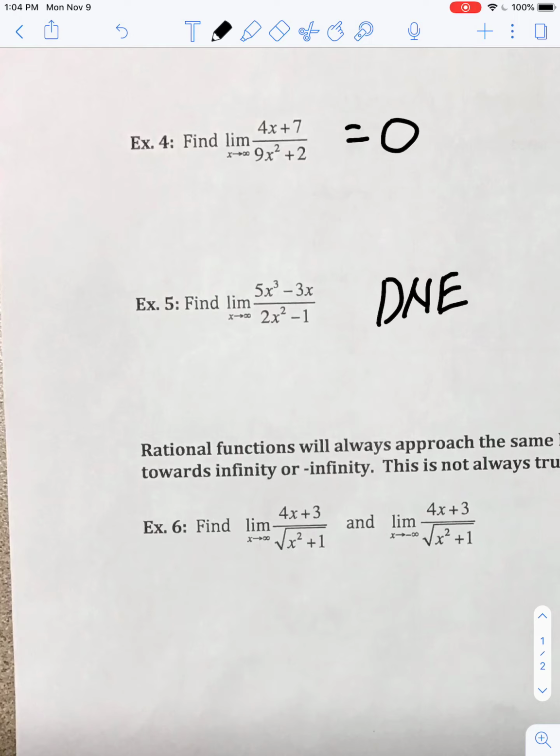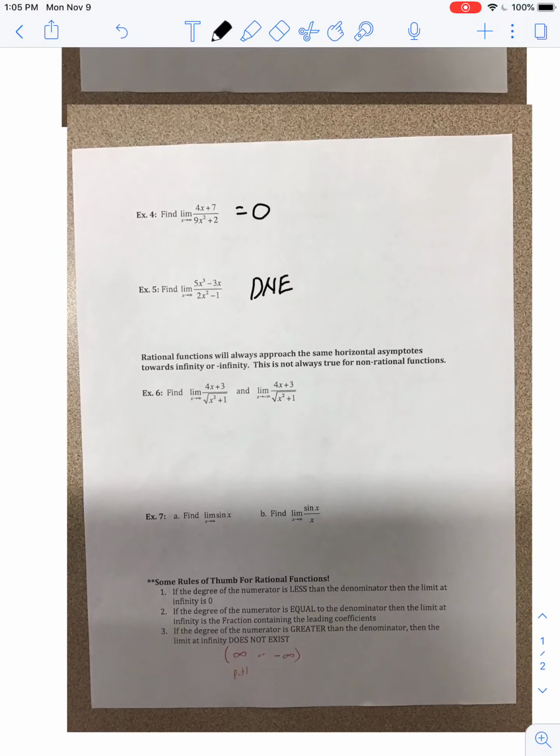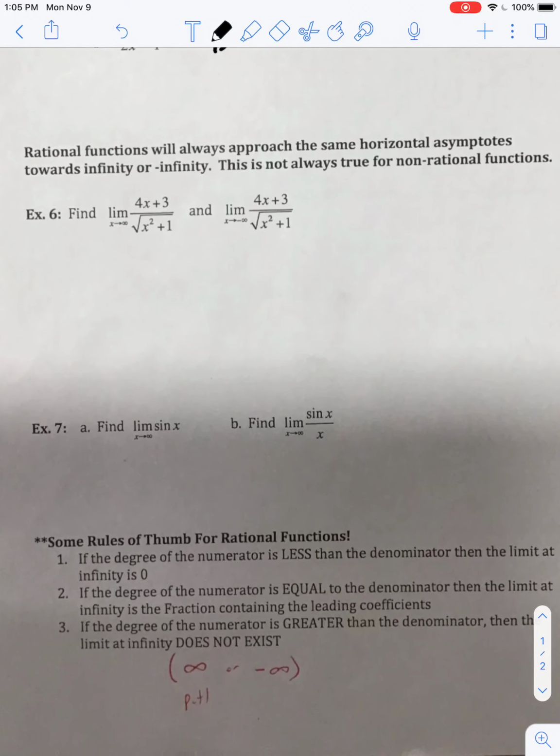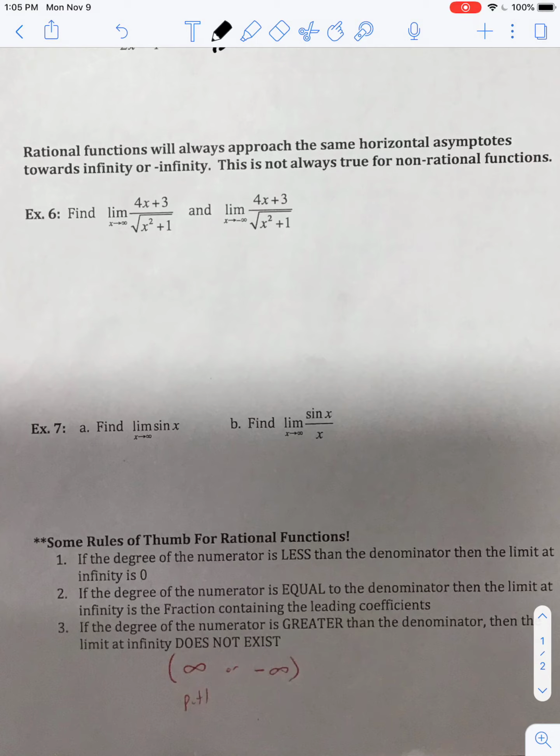So these are kind of the few things that could happen. Your degrees are either the same, in which case it's the leading fraction. Your bottom degree is bigger, in which case it's 0. Or your top is bigger, in which case it does not exist. There are a few other things, though, because they're not always just going to be polynomial fractions. Enter this problem here.